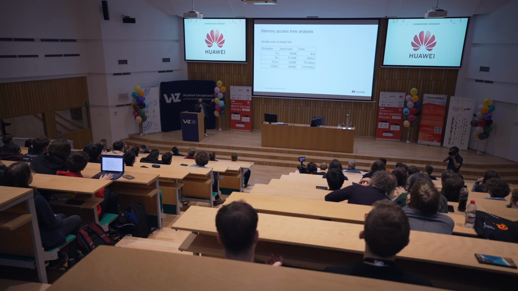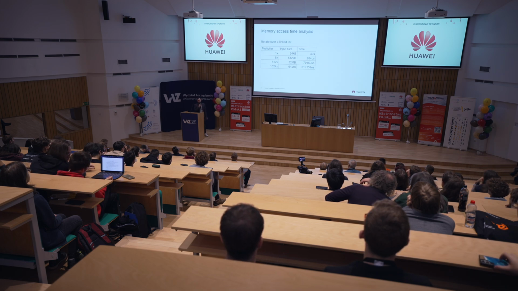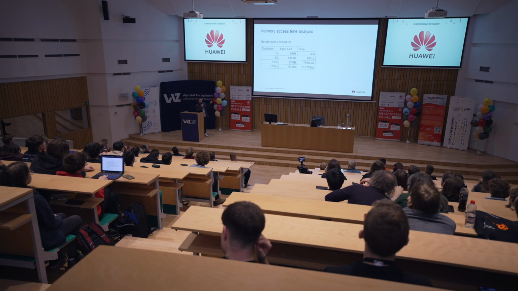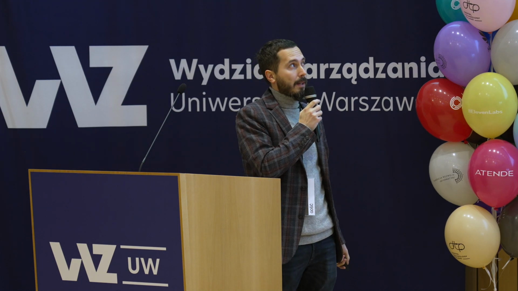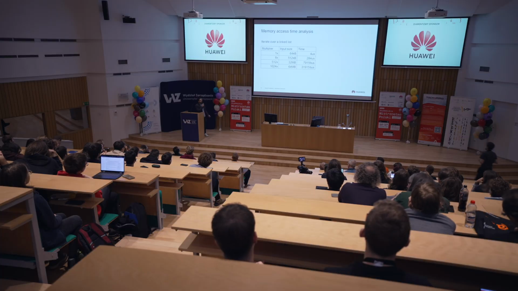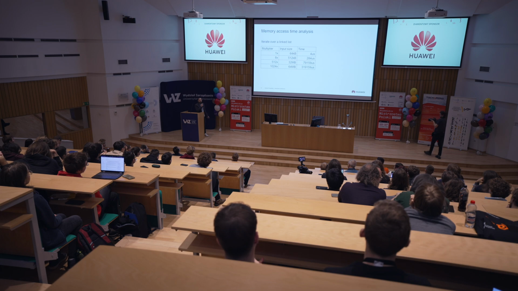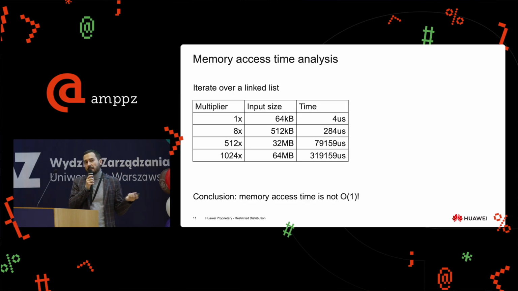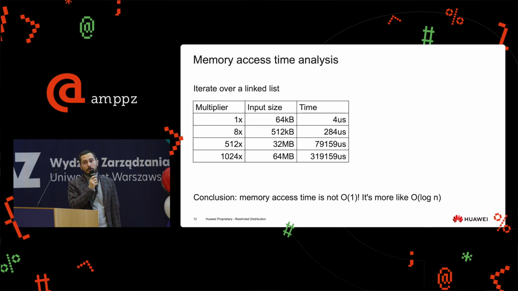And why? Because the smallest linked list fits completely into L1 cache, which is very fast, right? And the bigger the linked list, we hit the next layers of cache and main memory if the linked list doesn't fit into cache at all. And we see that it's not linear growth here, right? So we could say that the conclusion would have to be that memory access is not constant time, right? And it's more like logarithmic.